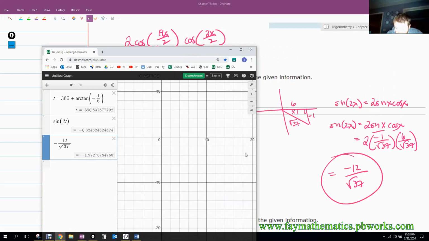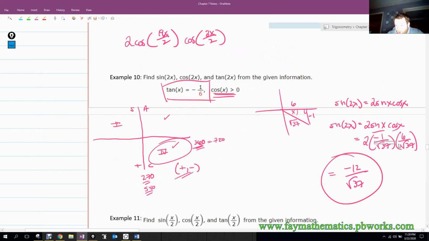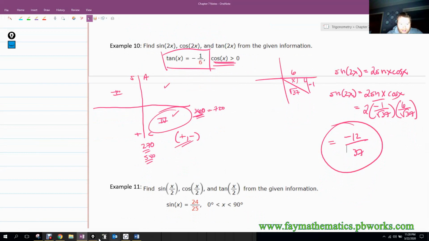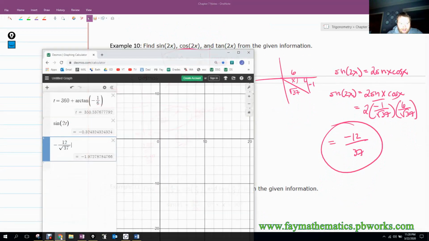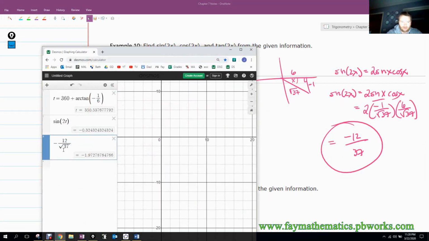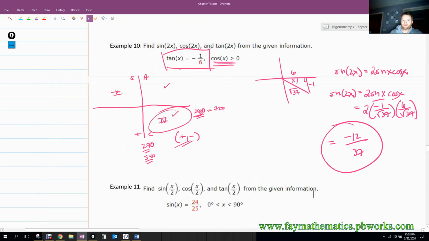Alright, see what I did. We multiply these here together. Square root times square root obviously gets that thing to go away. So it should be that, and then getting rid of that over here. Now you see they're the same. So negative 12/37 is what we're looking for, sine of 2x.